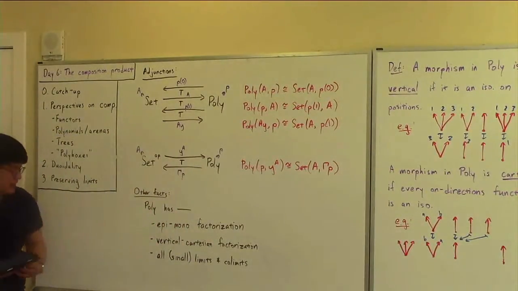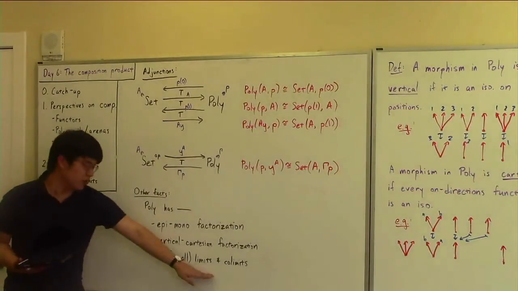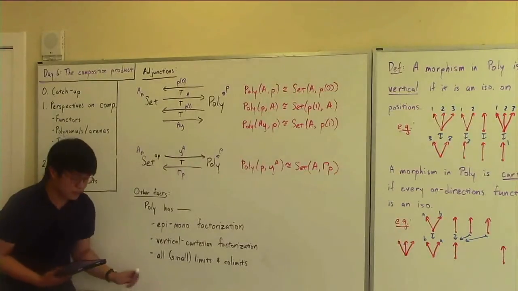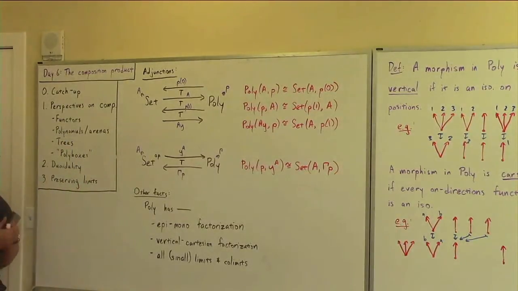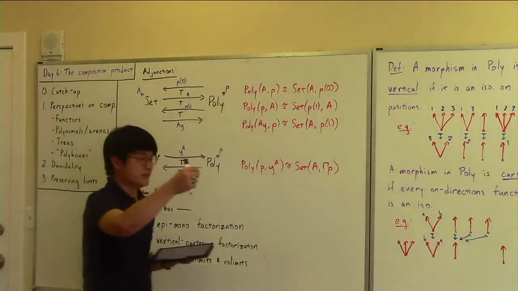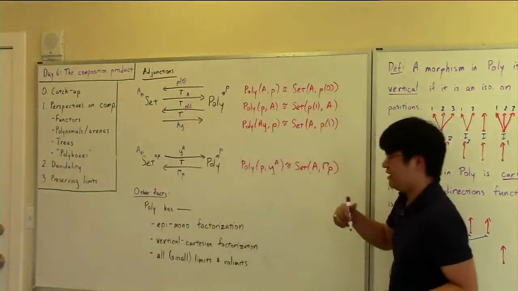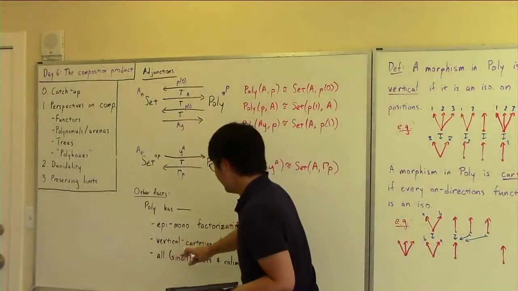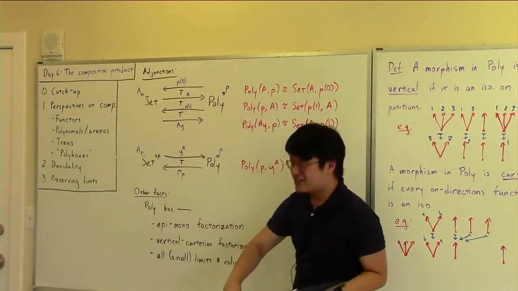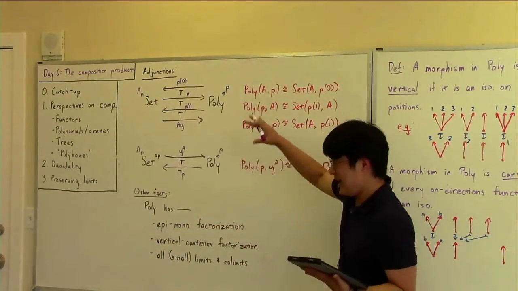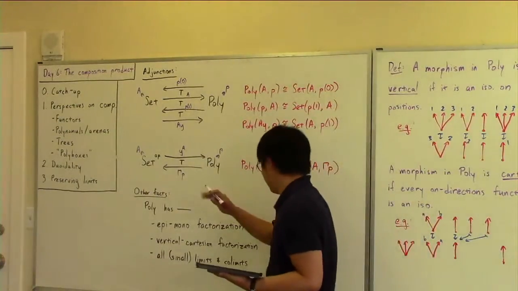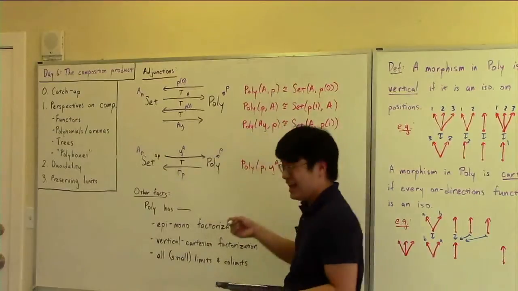And finally, Poly is complete and cocomplete, so it has all small limits and colimits. In particular, limits in Poly, as I believe I alluded to on day 2, work like this: the positions of a limit are going to be a limit of the positions, whereas the directions are going to be given by a colimit of the directions. The specific way that works out, I'll just give an example using a pullback.